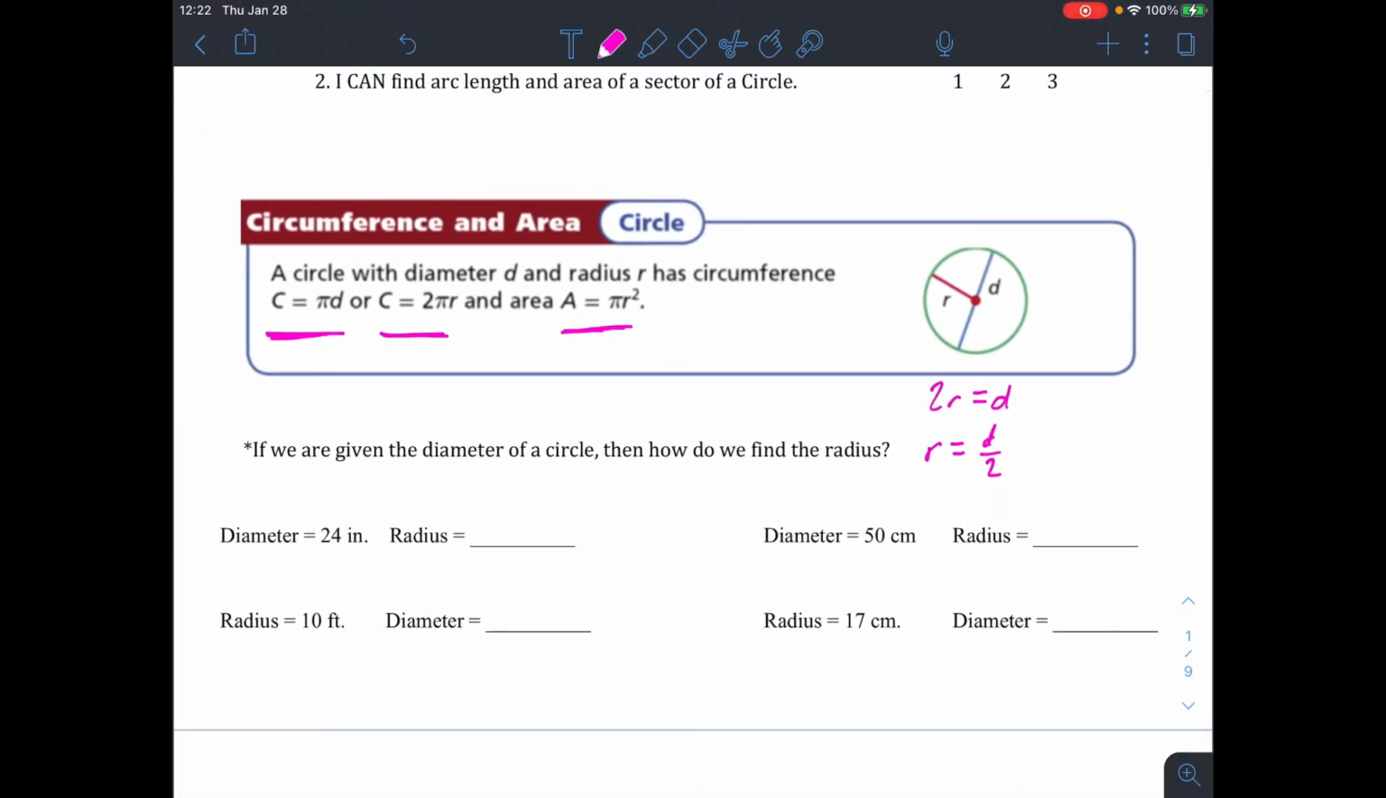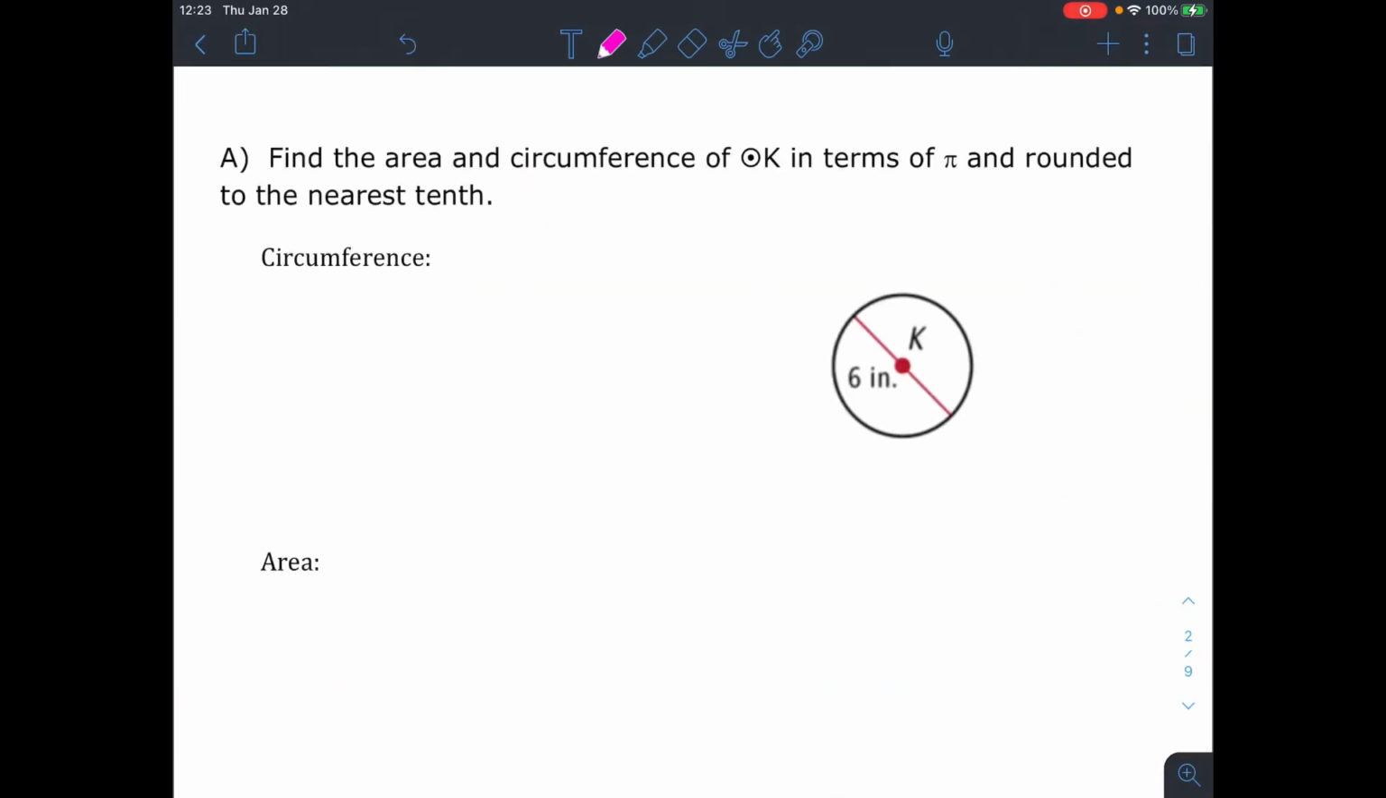If a diameter is 24 inches, that means the radius is 12 inches. If a radius is 10 feet, the diameter is 20 feet. If a diameter is 50 centimeters, the radius is 25 centimeters. And if a radius is 17 centimeters, the diameter is then 34 centimeters. So if you have the radius, we double it to get the diameter. If we have the diameter, we cut it in half to get the radius. All right, let's jump into some problems here.